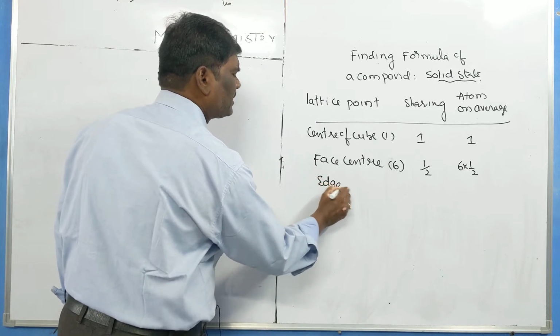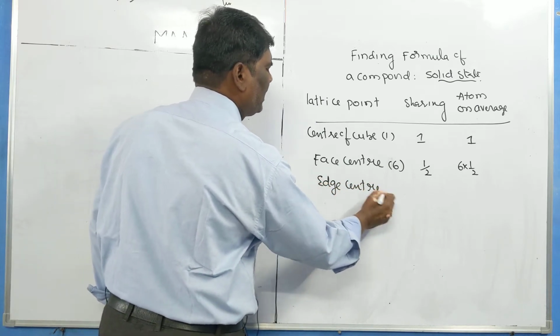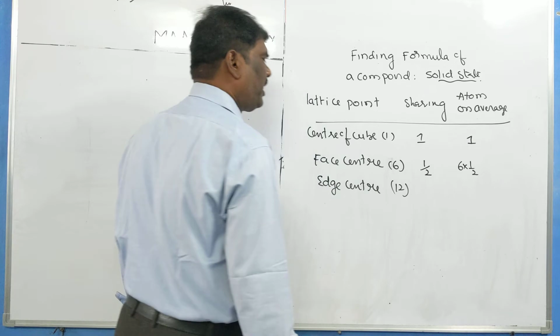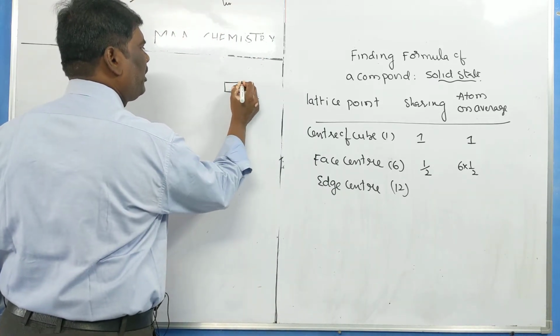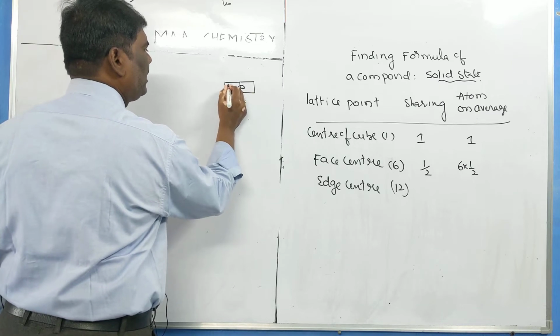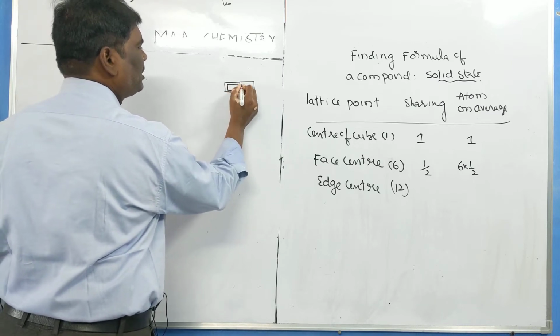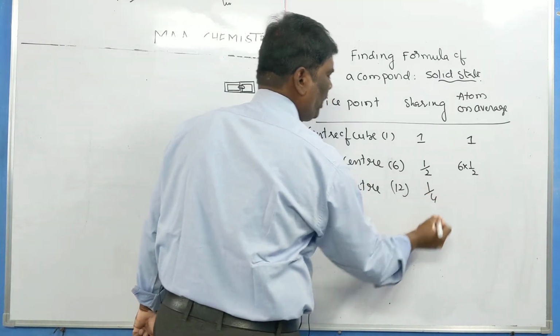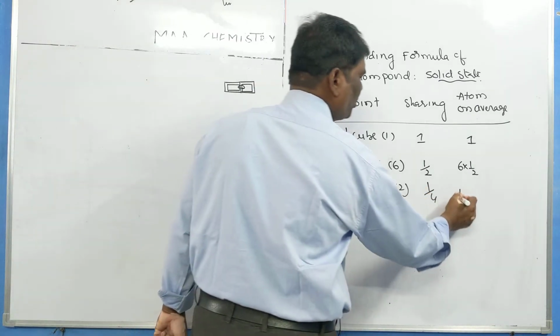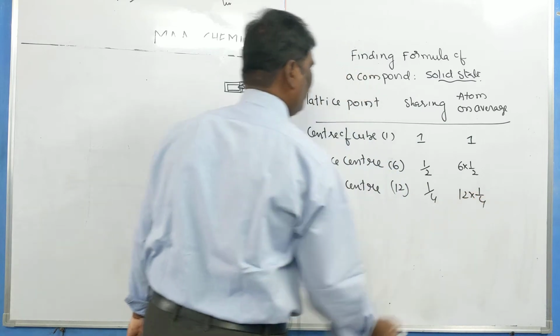Edge centers. There are 12 edge centers. Let us suppose this is the edge. The edge is shared by one more unit cell, and one is kept above this one, another one is kept above this one. Thus 4 are sharing, each one shares 1 by 4. So we take 12 into 1 by 4.